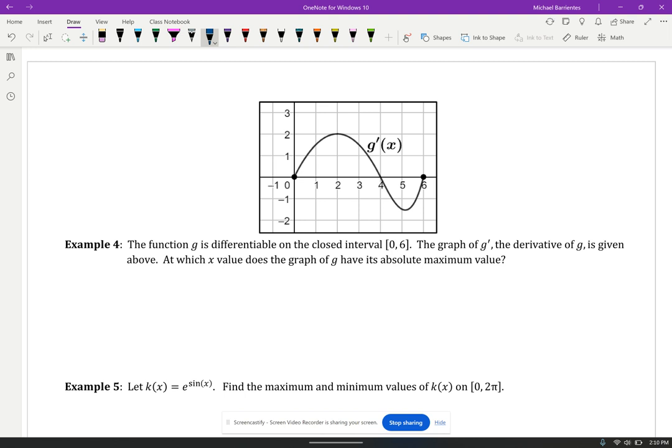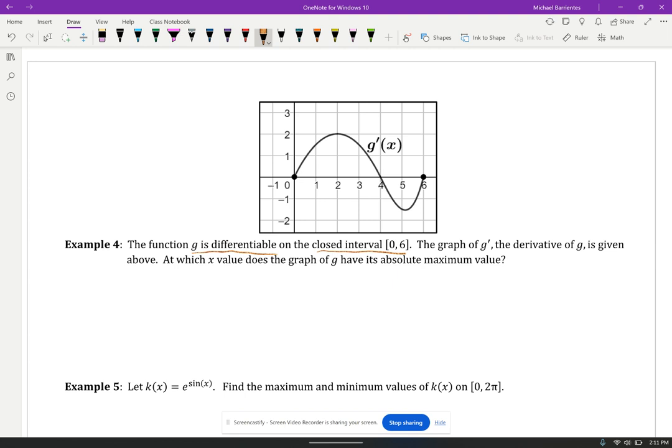Okay, let's break this down. g is differentiable. If you can find the derivative of g on the closed interval, that means g is continuous on the closed interval between 0 and 6. So we're good. Not only that, I can see the derivative, and the derivative is defined everywhere between 0 and 6, including at 0 and 6. Great. So now we go to the next part.